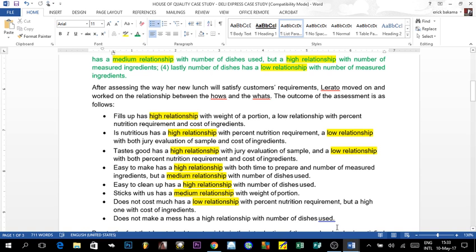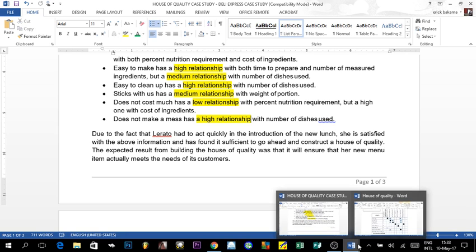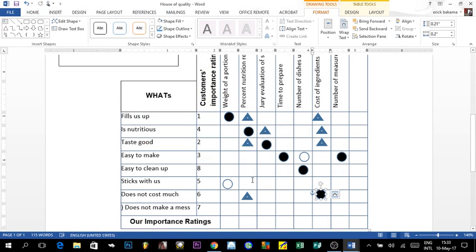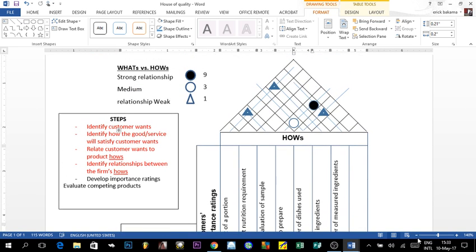Now the last one, they say that does not make a mess has a high relationship with the number of dishes used. So, does not make a mess with the number of dishes that we use. The relationship is high with the number of dishes, which is this column here. Now that we are done filling, the roof actually is fine, so we don't need anything to add on it.